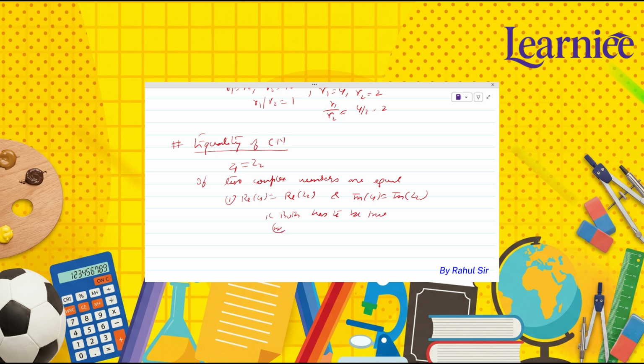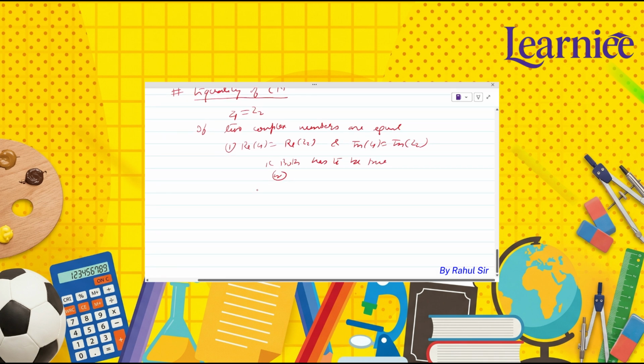That means we can also write it like this: the modulus should be equal and the argument should be equal. So both the real and imaginary parts are equal, or their modulus and their arguments are equal. When a problem arises, we will use either of them. We can either use the corresponding real and imaginary parts being equal, or the corresponding modulus and argument.